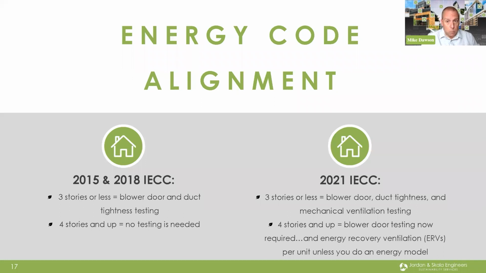So energy code alignment, we've talked a little bit about this already, but to be more specific, for Energy Star we have to do duct and blower door testing, and that's also required on 3 stories or less under 2015 and 2018 IECC, although for 4 stories and up, that's not a requirement. There's even more alignment coming into play with 2021 IECC with the addition of mechanical ventilation testing, which is going to be required for 3 stories or less, and the inclusion of blower door testing for 4 stories and up. Energy models are also going to be even more important under 2021 IECC, because if you perform one, you will not need to add energy recovery ventilation per unit.